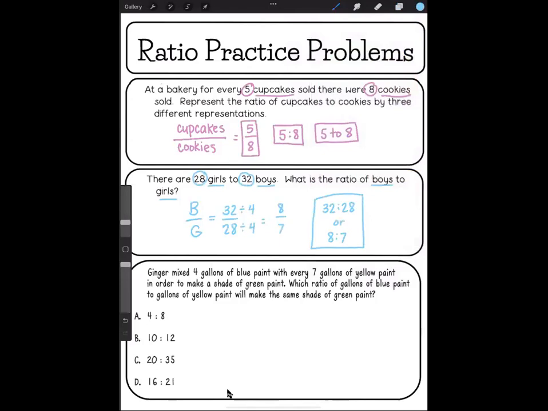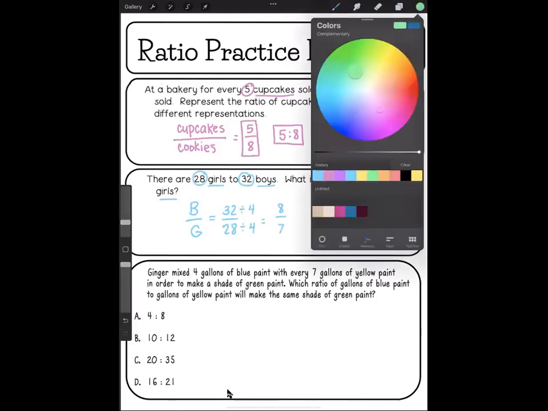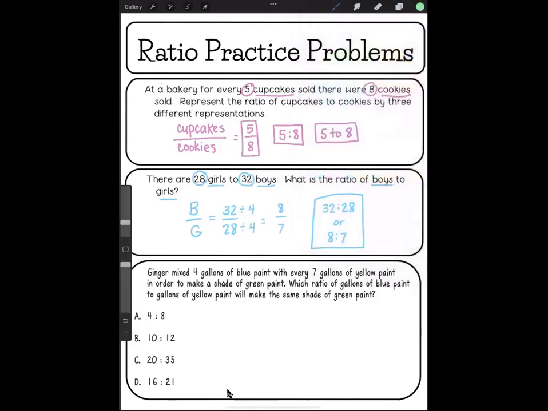Okay, the last one, and this one looks so similar to a problem that was on STAR a few years ago, so this is a really good problem. Ginger mixed 4 gallons of blue paint with every 7 gallons of yellow paint in order to make a shade of green paint. Which ratio of gallons of blue paint to gallons of yellow paint will make the same shade of green? So blue to yellow was 4 to 7. We're looking for one that is equivalent to that.